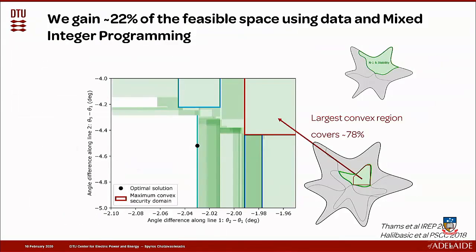So some results. The largest convex region covers 78% of the true feasible space. With this kind of decision tree and then exact reformulation to a mixed integer program, we can get 22% of the convex space, and the true optimal is actually here, while in the previous case we would only be limited somewhere there. Any questions?